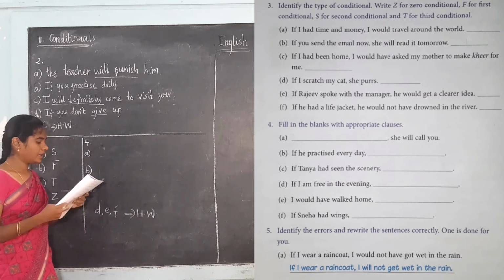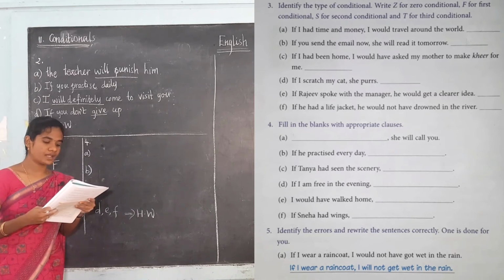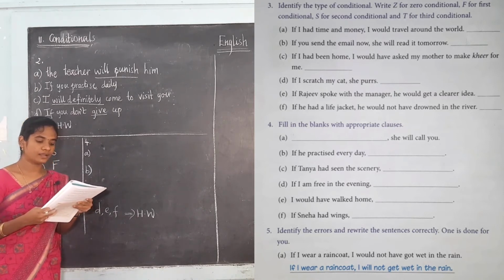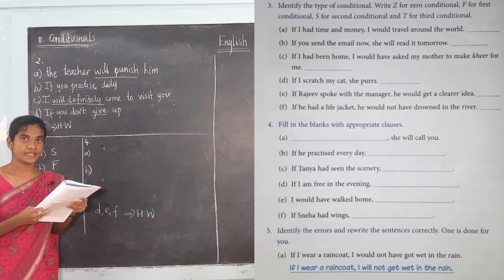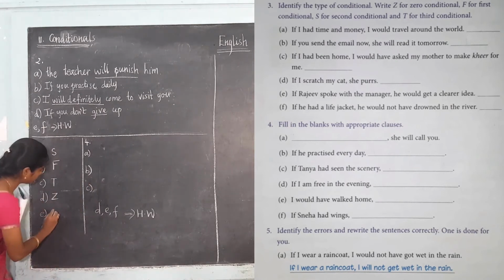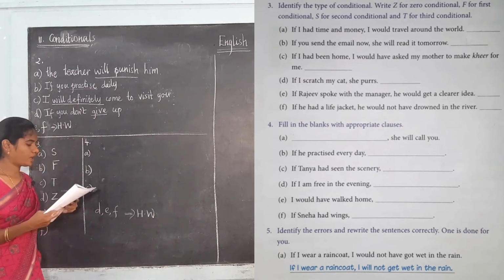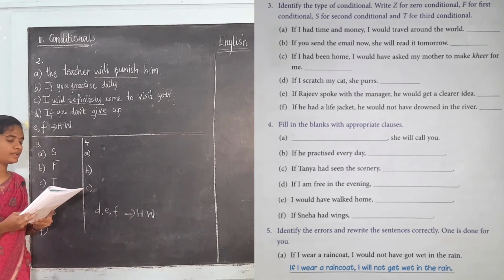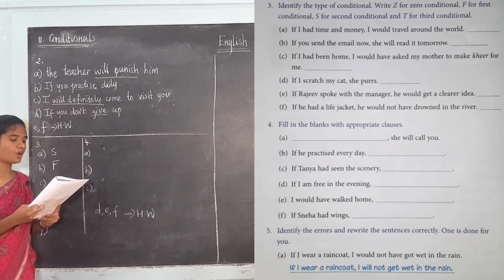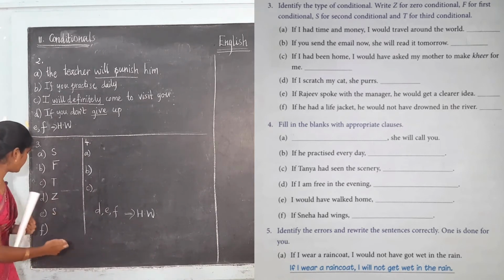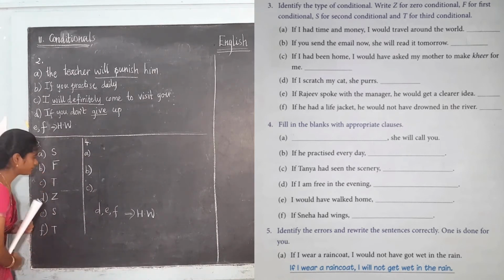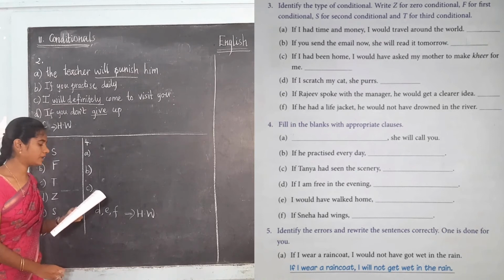Then E. If Ranjiv spoke with the manager, I would get a clearer idea. So it is the second conditional, right? Yes. The next one, if he had a life jacket, he would not have drowned in the river. So it is the third conditional, right? Okay, are you clear with the third one?